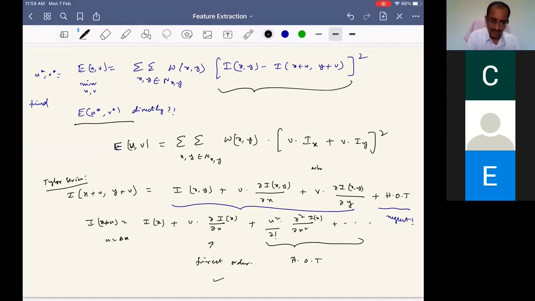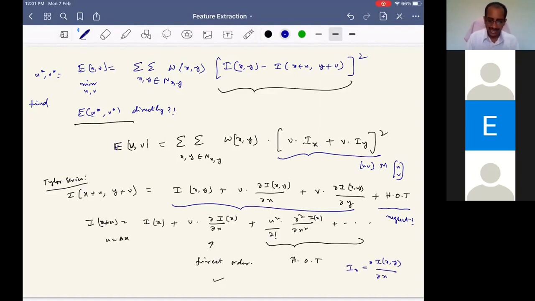Those who wish to pursue a little bit, you can pursue to see if we can write this in a simplified manner, in terms of a matrix M and then in terms of u, v like this. And that matrix M, we can see the properties of matrix M to identify u star, v star.